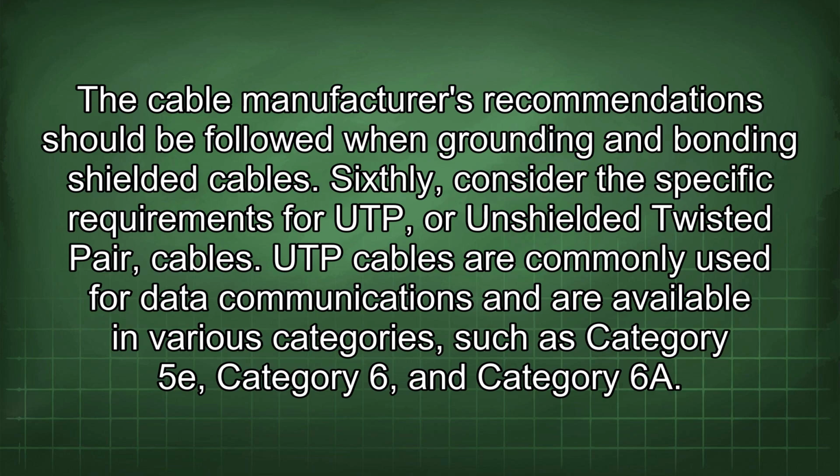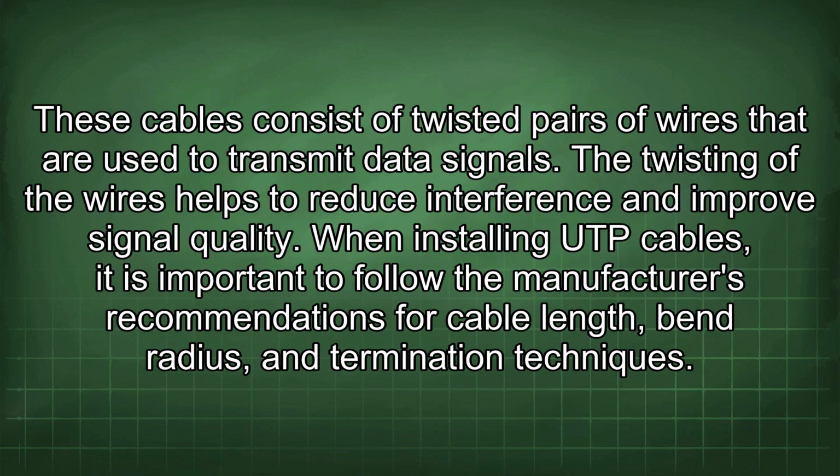Sixthly, consider the specific requirements for UTP, or unshielded twisted pair, cables. UTP cables are commonly used for data communications and are available in various categories, such as Category 5A, Category 6, and Category 6A. These cables consist of twisted pairs of wires that are used to transmit data signals. The twisting of the wires helps to reduce interference and improve signal quality.